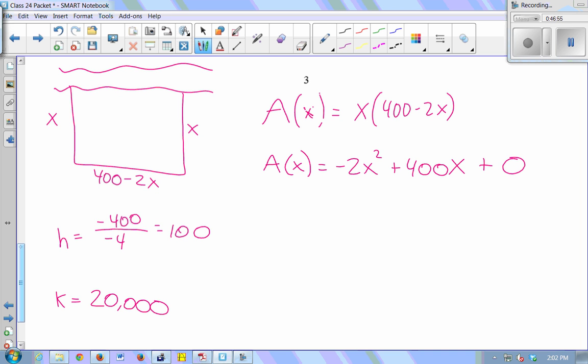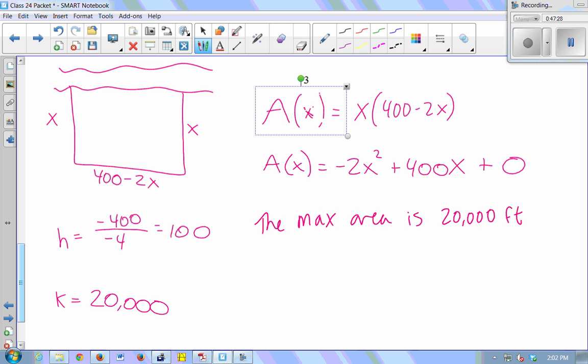All right, so what do those 100 and 20,000 numbers represent? It's the vertex of the parabola, yep. But to the farmer, what do those numbers mean? Which one's the maximum area? 20,000, yeah, because it's a y value, right? It's the y value of the vertex. Y is area in our case. So the maximum area that the farmer can have is 20,000 square feet, right?